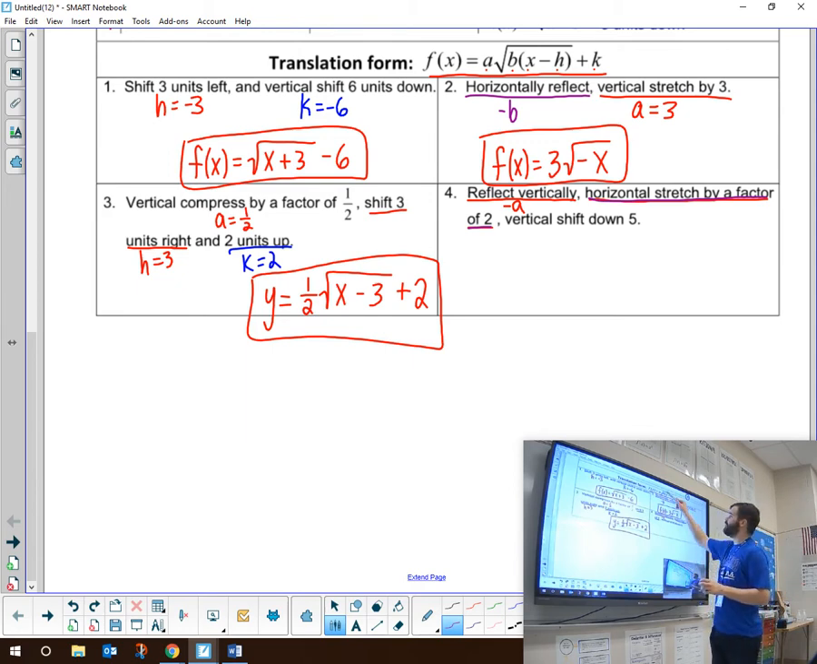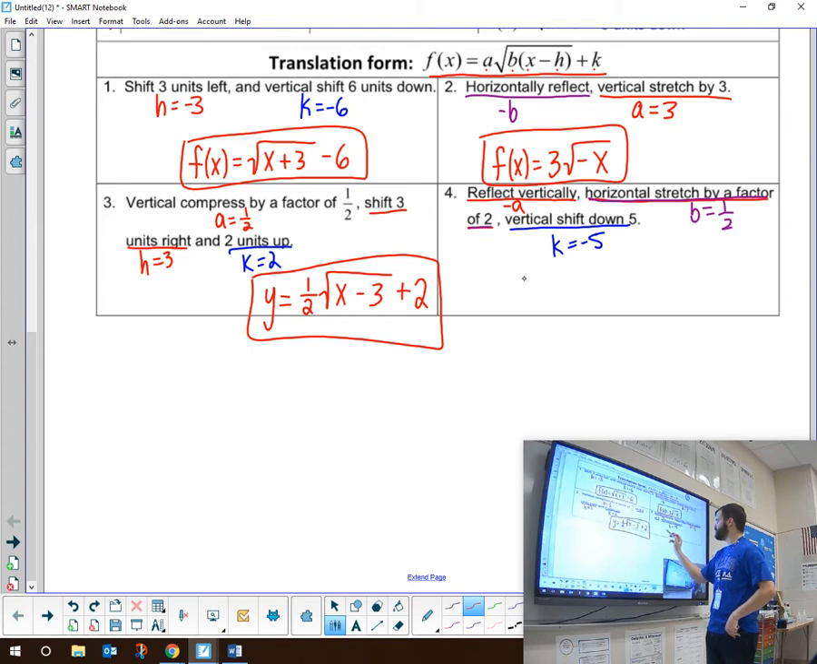It's in there hanging out with the X along with H, and so it's a little funky. So it's backwards. So to have that horizontal stretch by a factor of 2, that's just going to be the same thing as saying B equals 1/2. Okay? So B equals 1/2, and then we have a vertical shift down 5. So that's our last one. Vertical shift down 5. That's going to mean my K is going to be negative 5.